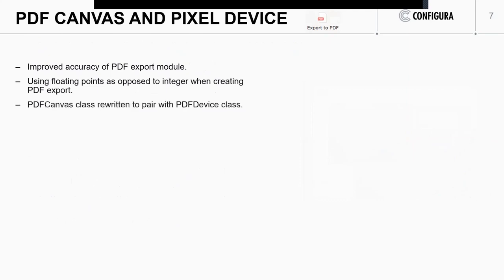So when not using floating point and losing the position, the exported PDF could result in missing, unrecognizable lines, hence losing details and causing inaccurate scaling to the wheel clip, specifically evident in material handling drawing. So with this, a new PDF class, the PDF Canvas class, was rewritten to pair with the PDF device class to make this possible. This will ensure that the exported PDF is accurate in terms of scale, 2D lines, and image.